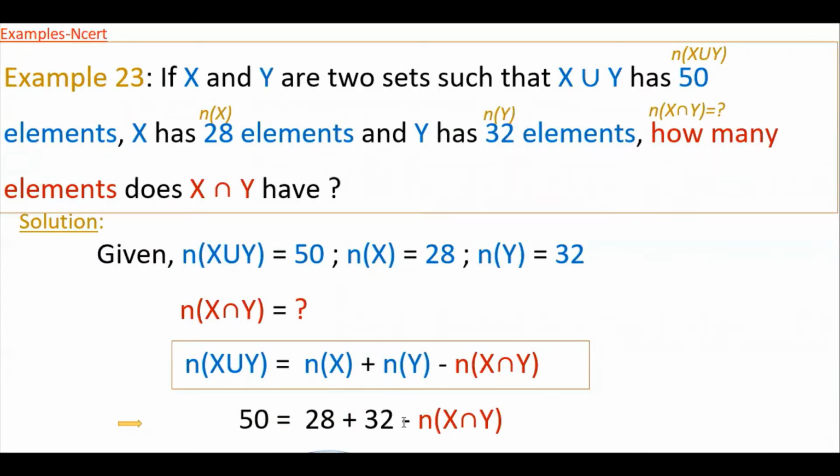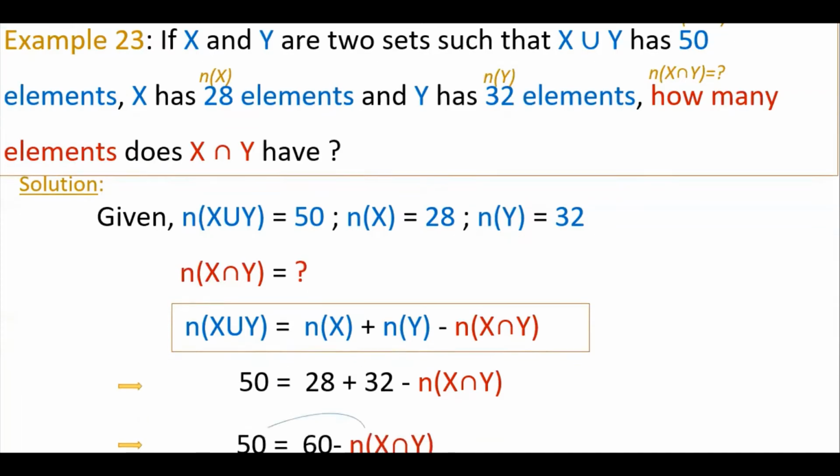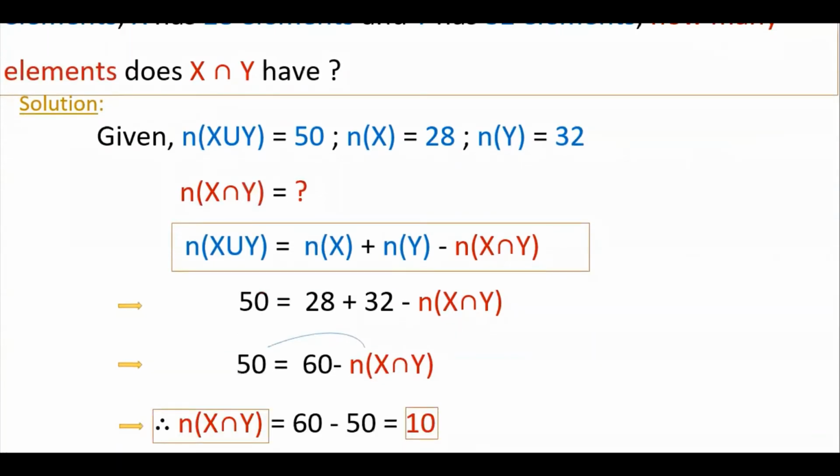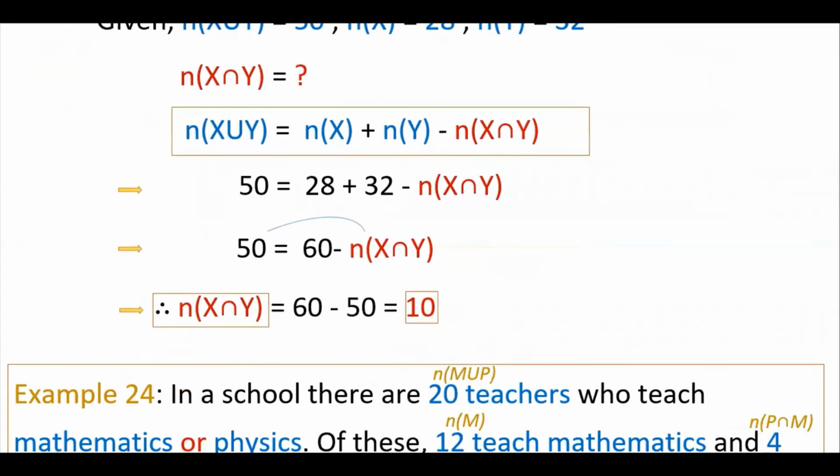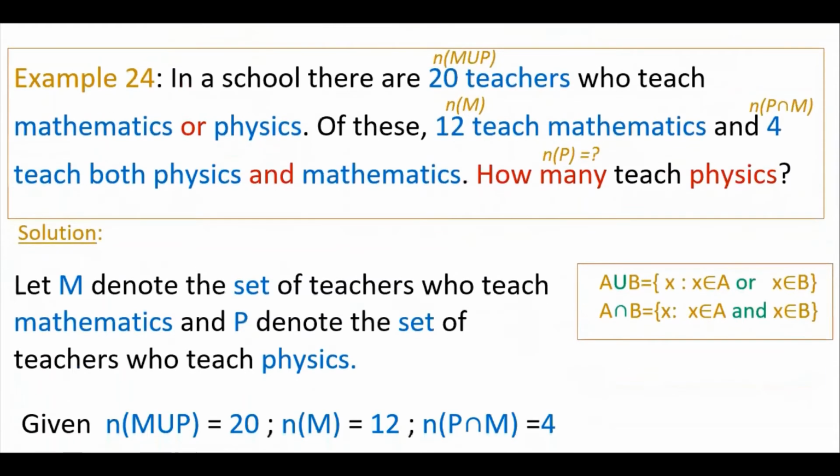So substitute these values here. 50 is equal to 28 plus 32 minus n of X intersection Y. So you will get n of X intersection Y is equal to 10. So there are 10 elements in X intersection Y. And this is the 24th example.